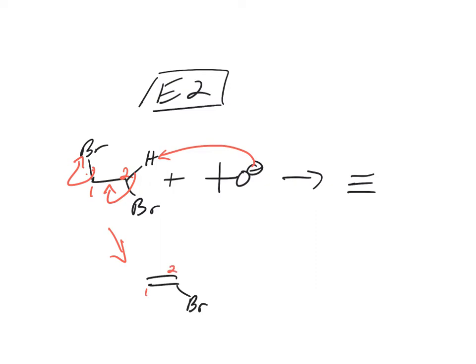What's still bonded to carbon 1? What does carbon 1 have bonded to it? Hydrogen, how many? 2? What about carbon 2? How many hydrogens does carbon 2 have bonded to it? Just the 1.